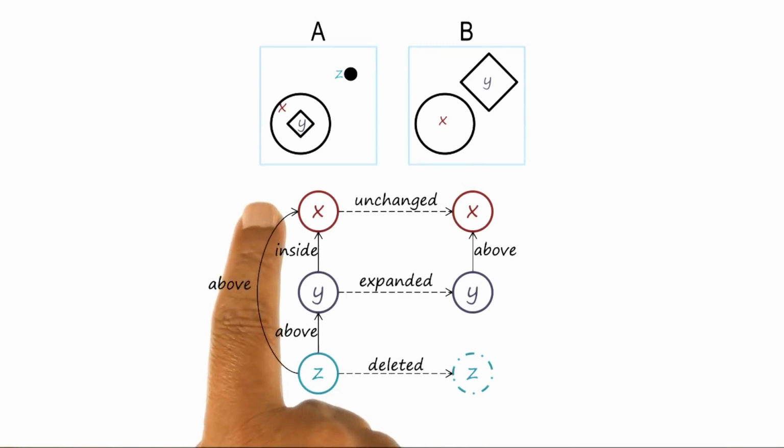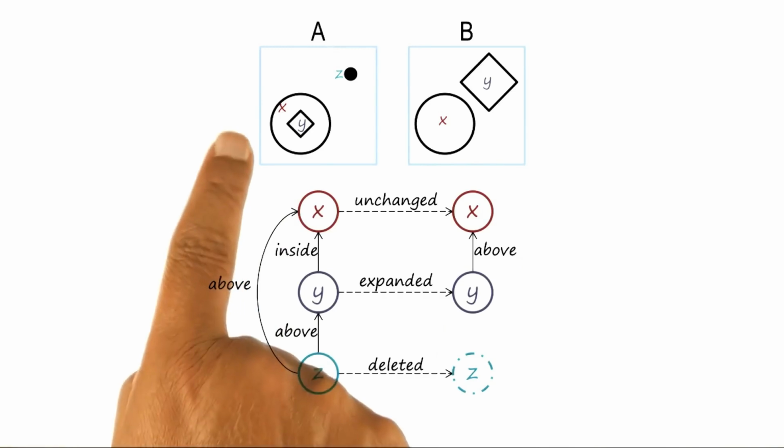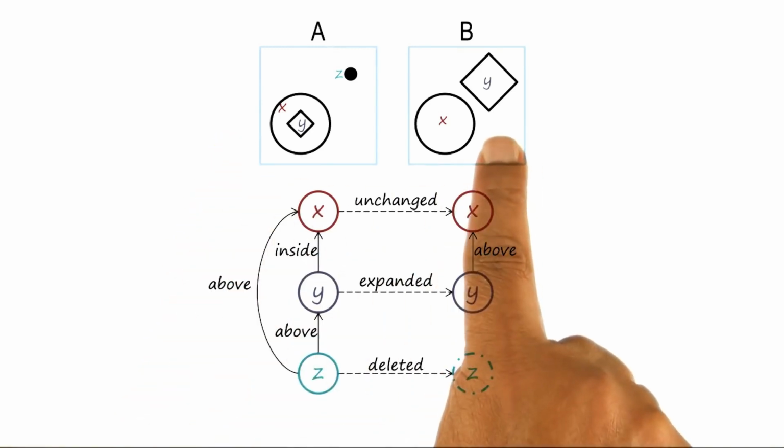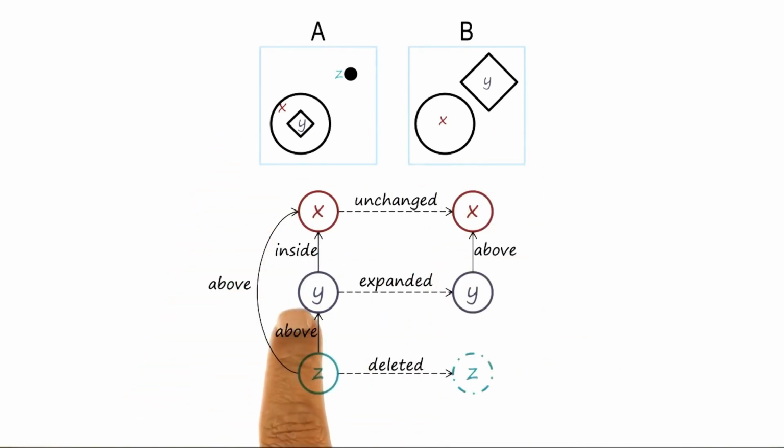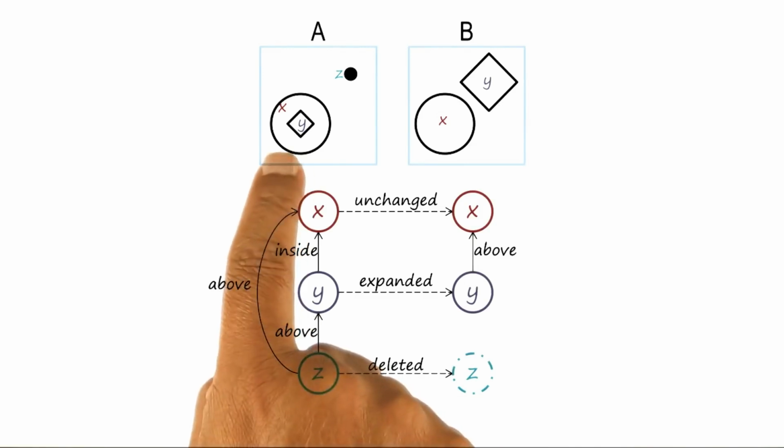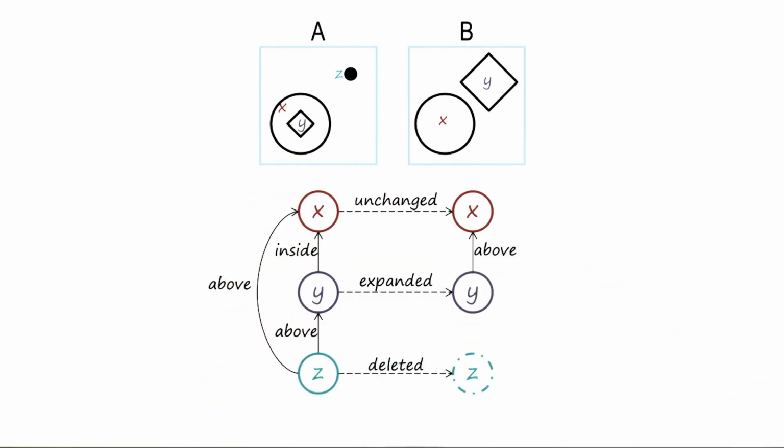So we might say that X is unchanged because X, the circle here, is the same as the circle here. Y, on the other hand, has expanded. It was a small diamond here, and it's a much bigger diamond there.